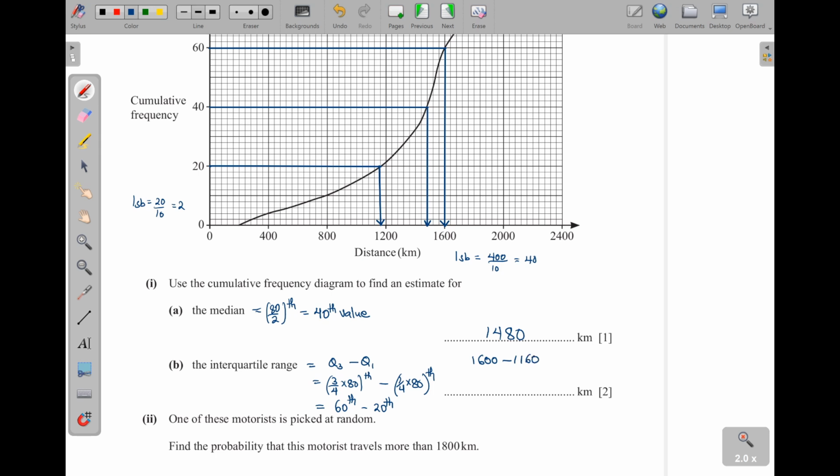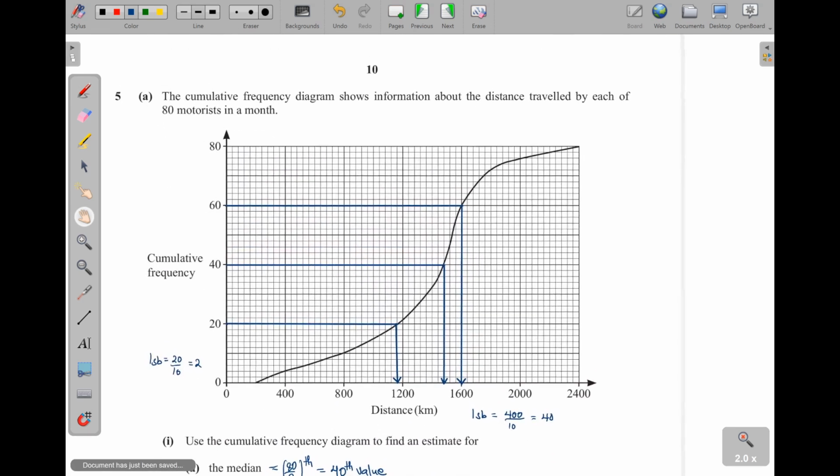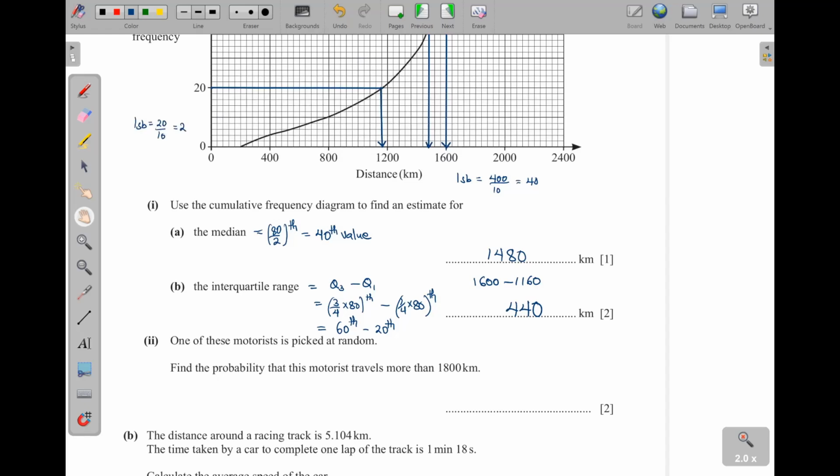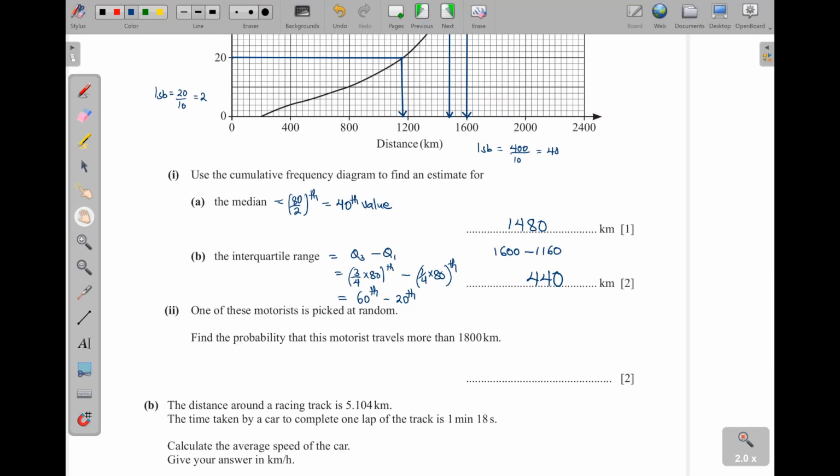1160. Then when I subtract these ones, I'll get 440. Now, since they drew for us this graph here, we are all supposed to get the same values here. Here, they don't give you any range. Okay, then Roman 2, one of these motorists is picked at random. Find the probability that this motorist travels more than 1,800 kilometers.